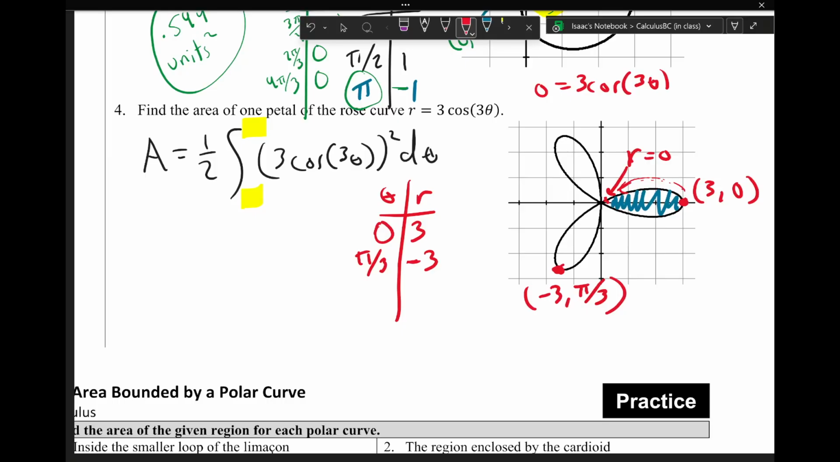Pi over 3 was way too much, because 0 to pi over 3 went here and kept going. Well, to me it looks like I really should have probably only done half of that. So my educated guess is let's try pi over 6. 3 times pi over 6 would be pi over 2. The cosine of pi over 2 is 0. Times 3 is 0. So this point is 0, pi over 6.